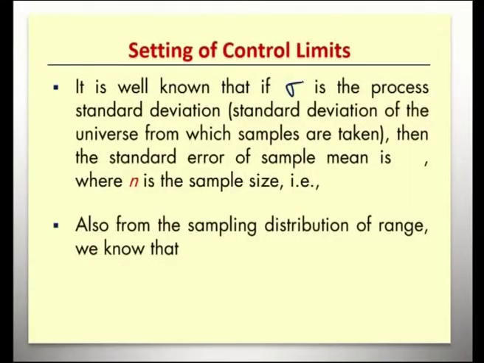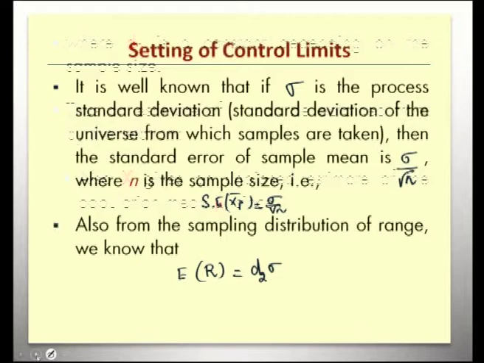It is well known that if sigma is the process standard deviation, that is the standard deviation of the universe from which samples are taken, then the standard error of the sample mean is sigma divided by root n, where n is the sample size. That is, the standard error of xi bar is equal to sigma by root n. Also, from the sampling distribution of range, we know that the expectation of R is equal to d2 into sigma, where d2 is a constant depending on the sample size.